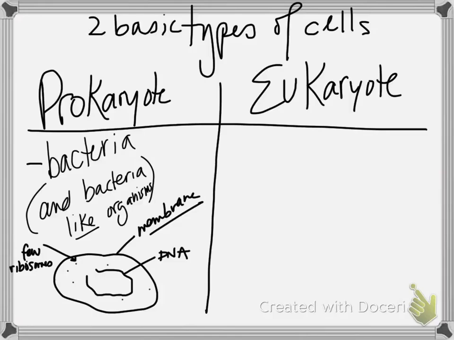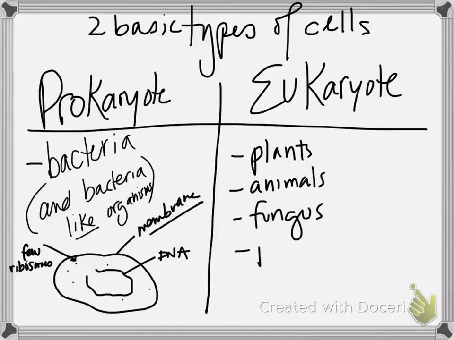Then there are eukaryotic cells. This includes plants, animals, fungus, and protozoans. So you all know what a plant is, right? You all know what an animal is. You all know what a fungus is. Name me a fungus.